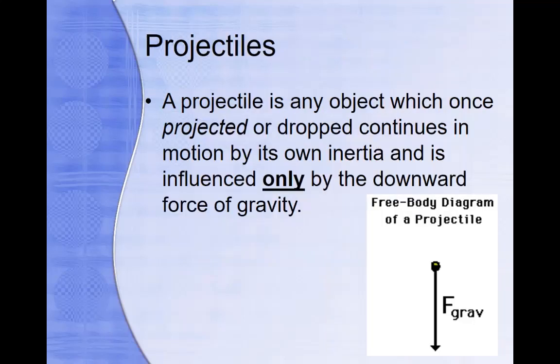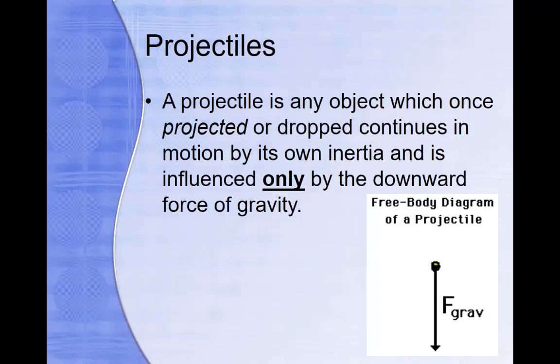So, if we were to do a free body diagram, this isn't just like the drawings we've been doing at the beginning of every single problem we've done. A projectile is an object which, once you project it or drop it or launch it, continues in motion because of its own inertia and is only influenced by the downward force of gravity, which, if you remember, is 9.8 meters per second squared on Earth.